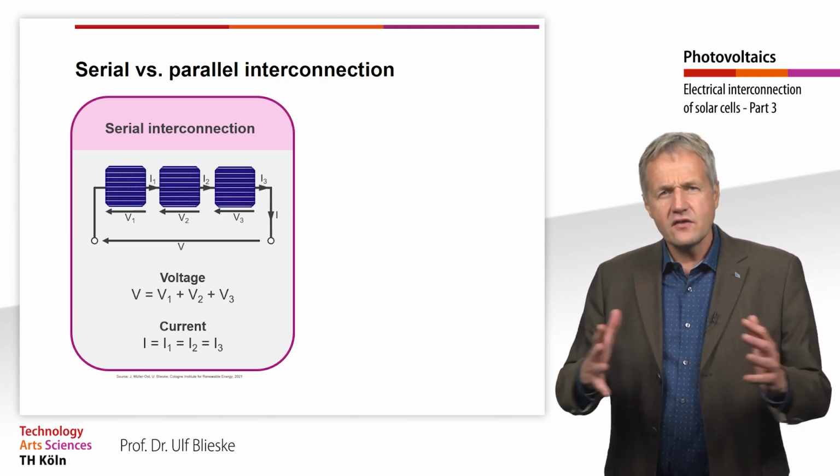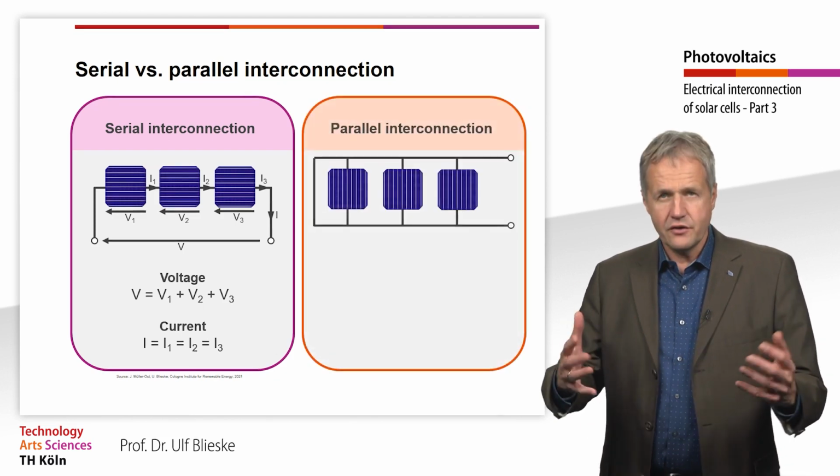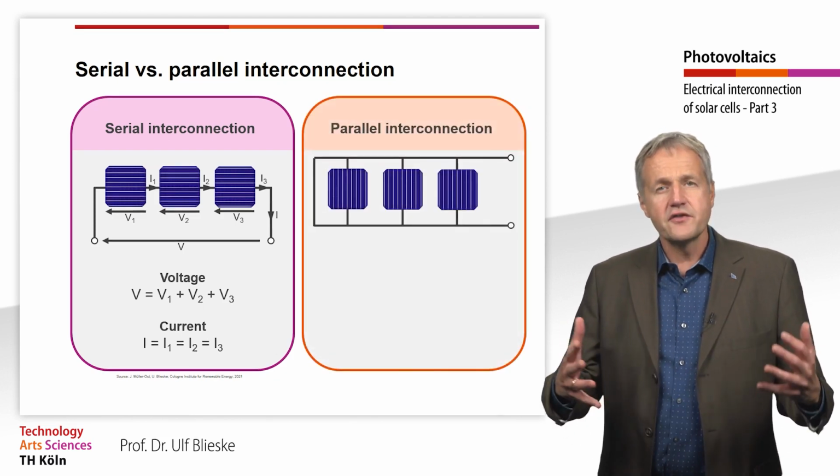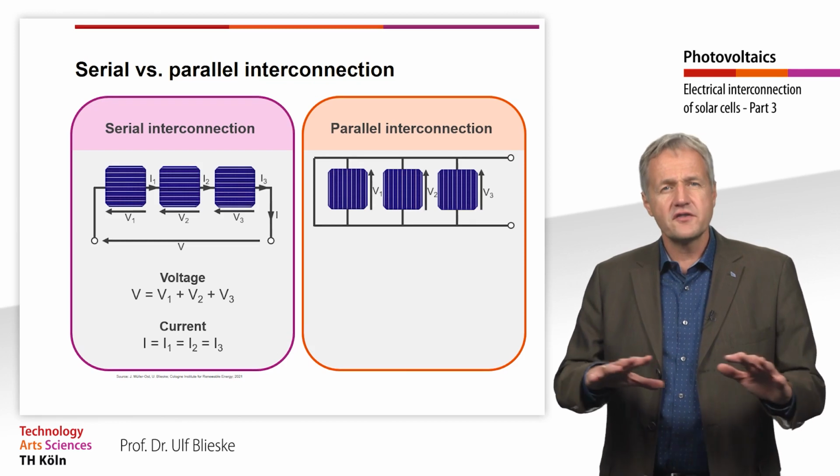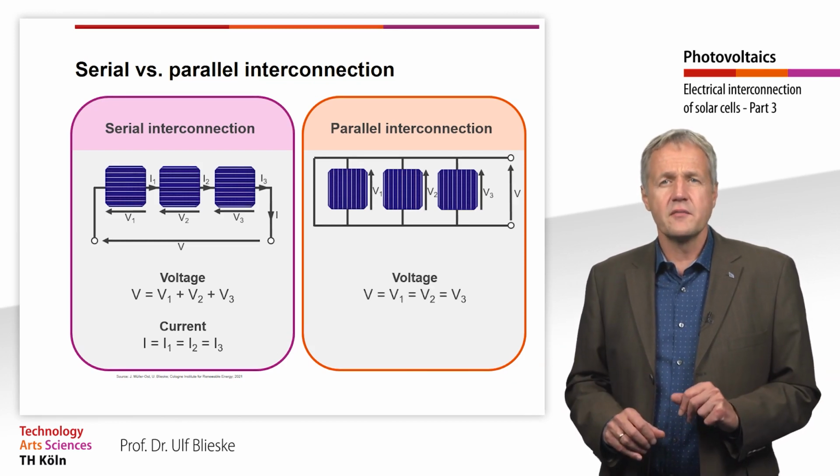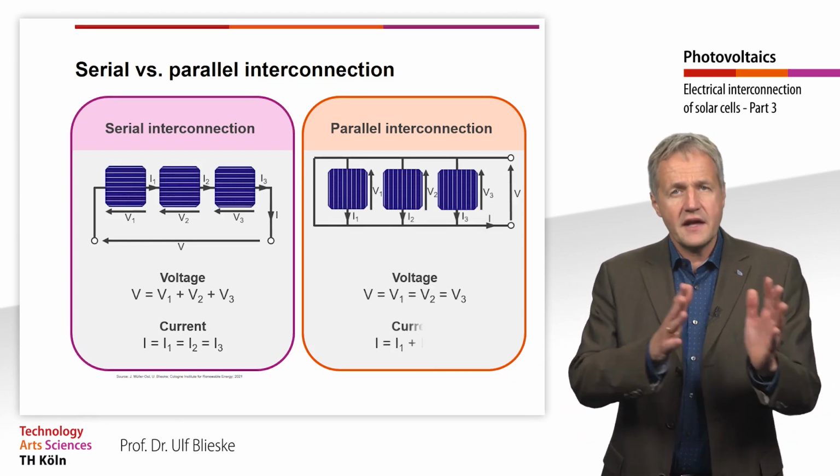Another way to connect the solar cells is the parallel connection. In the parallel circuit, the voltage in all cells is the same, but the currents add up.